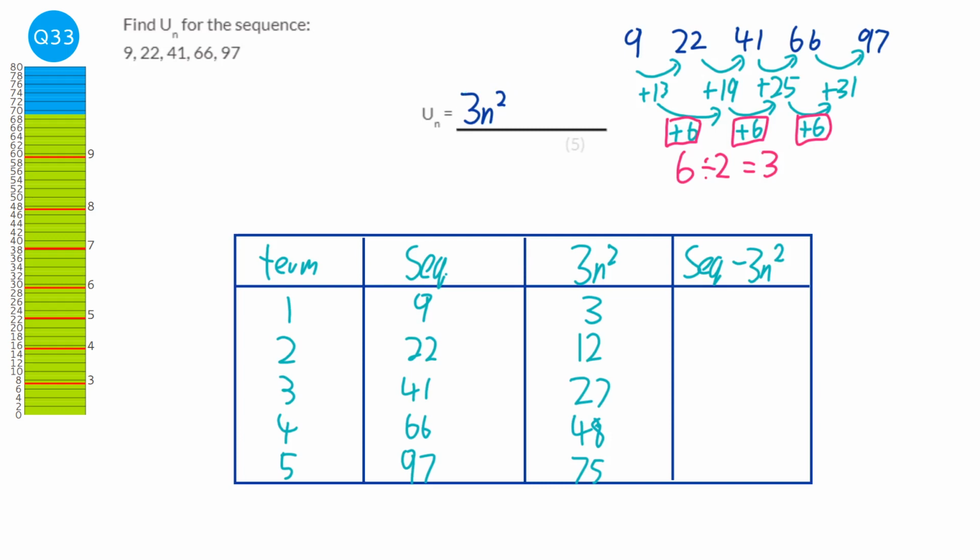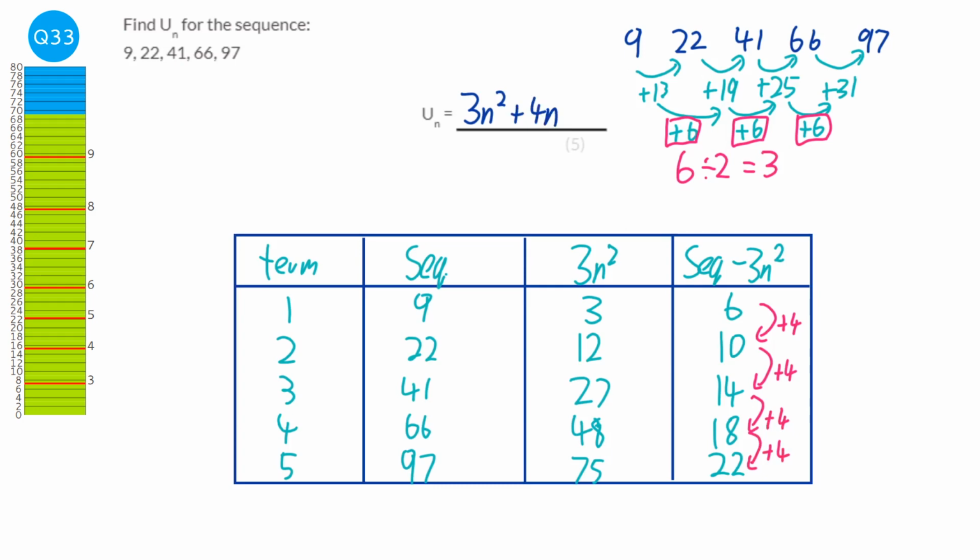So 9 take away 3 is 6. 22 take away 12 is 10. So they're not the same with this. 14, 18, 22. Now, what do you notice? Well, we notice that these ones here are going up in 4s. So we've got a linear sequence here. So they're going up in 4s. So we know that that will be plus 4n.